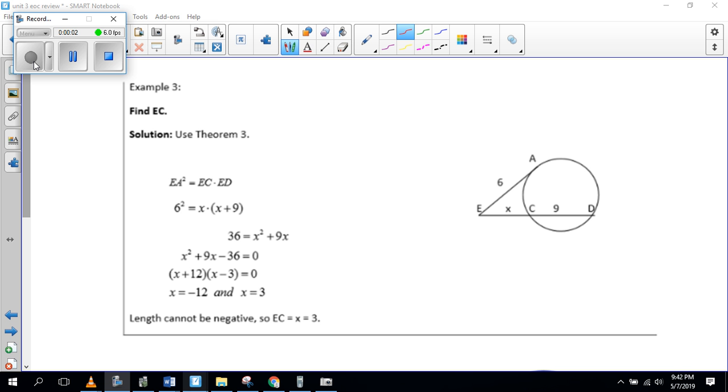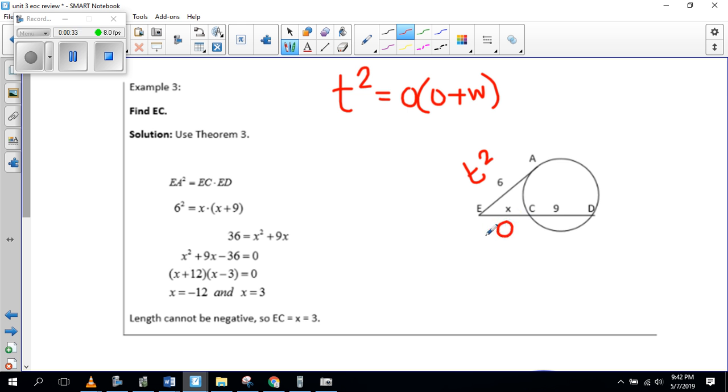Okay, so the next one we're going to do, if you look here, we're going to have a tangent and we're going to have a secant. In the last video we had a secant and a secant. So a tangent, it basically says we're going to have a tangent squared equals a secant. Remember we had to use the O and the O plus the W. We had to do it that way. So here's our tangent squared here. X is on the outside for our secant, and then we have to do our whole.